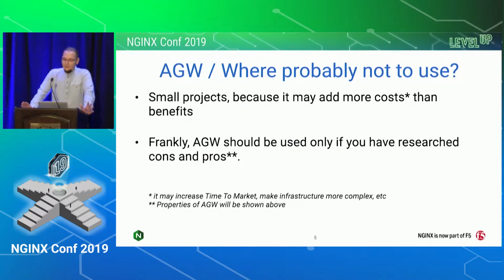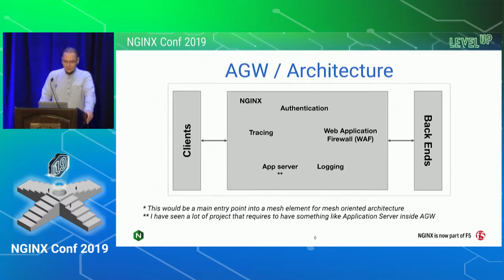And where probably not to use API gateway. I believe for a small project you don't need an API gateway, because API gateway at least adds a lot of problems with testing, with integration, with CI/CD. It's actually a very huge project. If you have a small project, you probably don't need an API gateway. Just install NGINX and everything will be great. So before you use API gateway, you have to think why you need to use it. You have to research pros, cons, and so on.